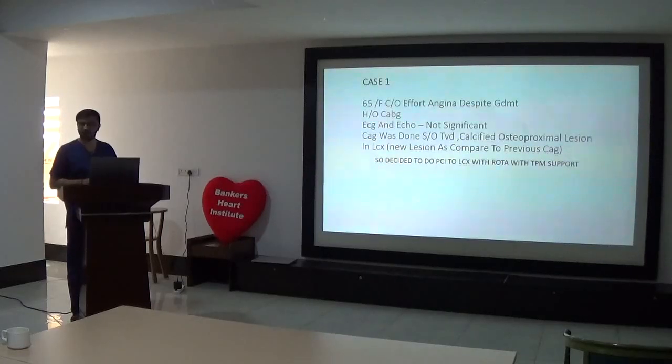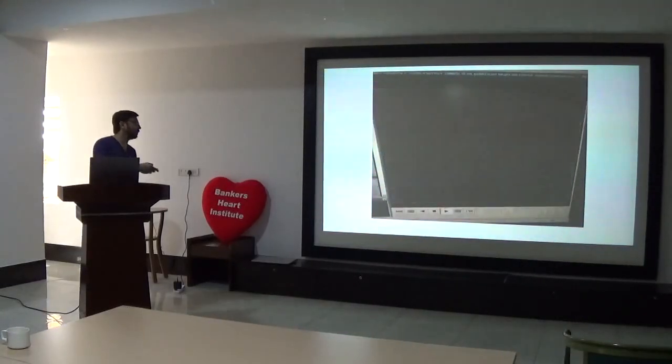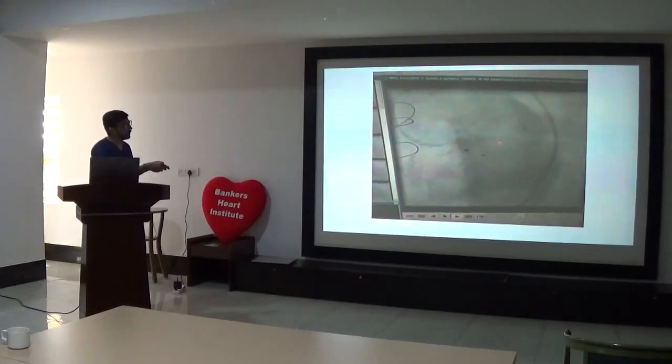So these are the 3 or 4 cases we have recently gone through. This is a female of 65 years of age. She was on guideline-directed anti-anginal treatment. Still she was having effort angina, with CABG 5 years back. Angiography shows triple vessel disease with a tight calcified lesion in the ostioproximal LCX. So we decided to deal with it with rota, with TPM support. This is the TPM support. These are the calcified lesions.